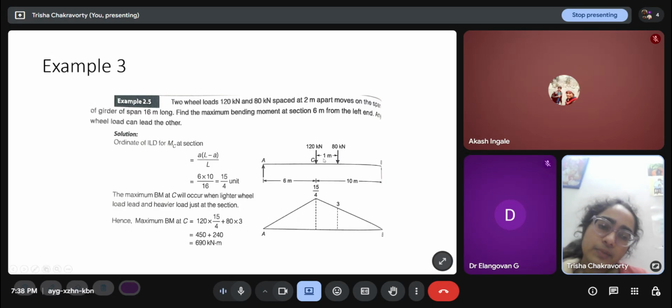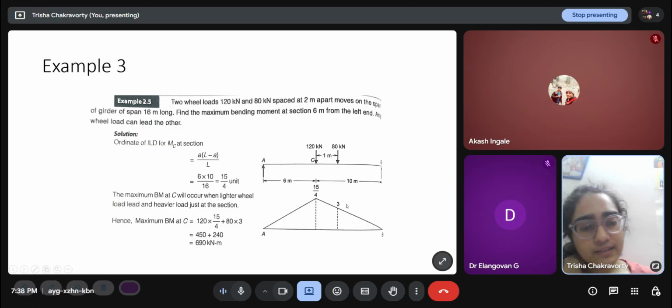Now, how am I going to place it? I know that 120 is the highest. I have to place the 120 at the topmost, the highest point, to make it the worst case. 120 here. Now, should I put 80 this side or that side?